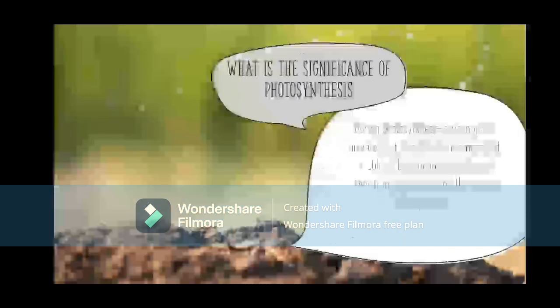What is the significance of photosynthesis? During photosynthesis, oxygen gas is liberated into the environment and is utilized by humans, animals, and other living species during the process of respiration.